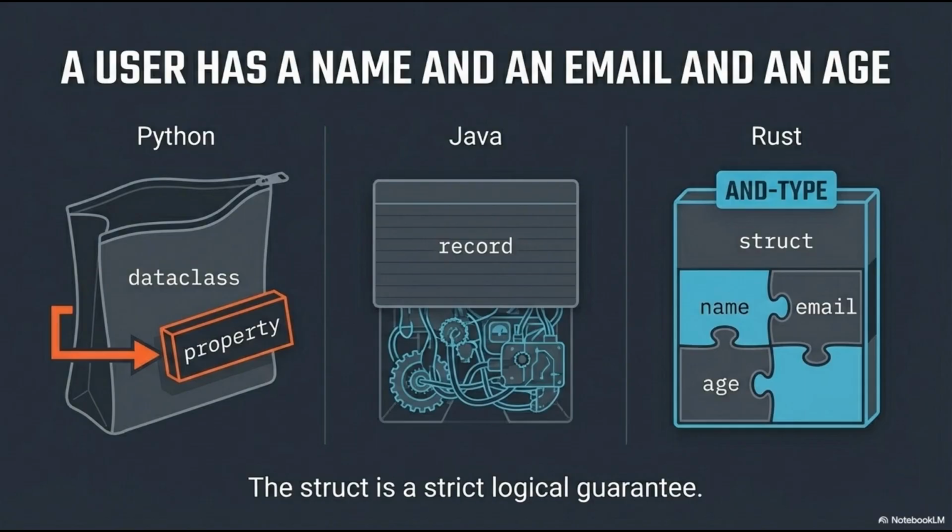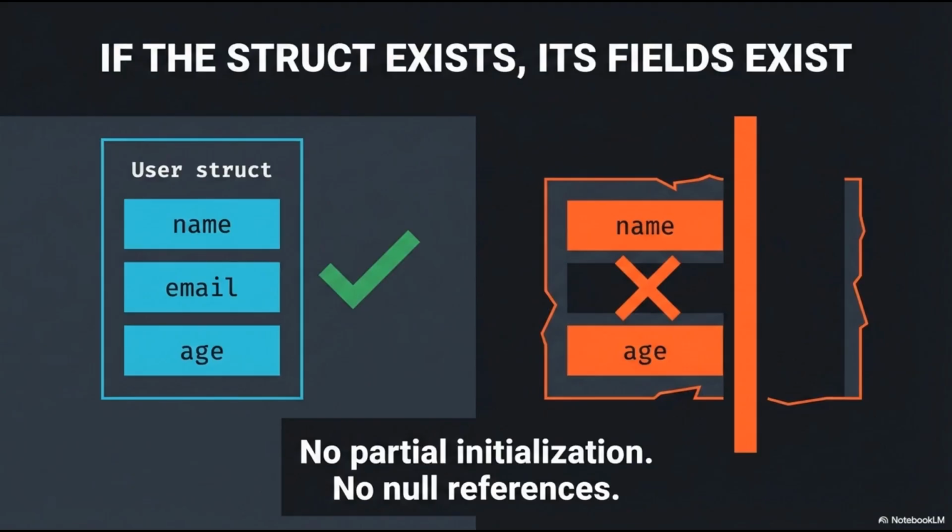The compiler physically will not let you instantiate a user without supplying a valid value for the name, the email, and the age simultaneously. Wow. So no partial initialization? None. There is no such thing as a partially instantiated struct in Rust. Which means, as a developer reading the code, I never have to guess if a field has been initialized yet. If the struct exists, its fields exist. Exactly. It removes an entire category of null reference errors.